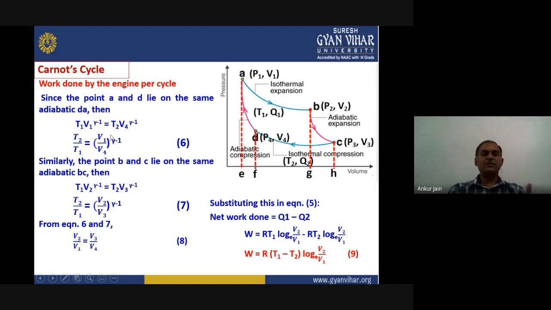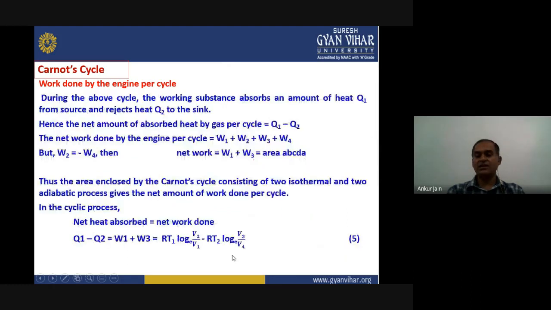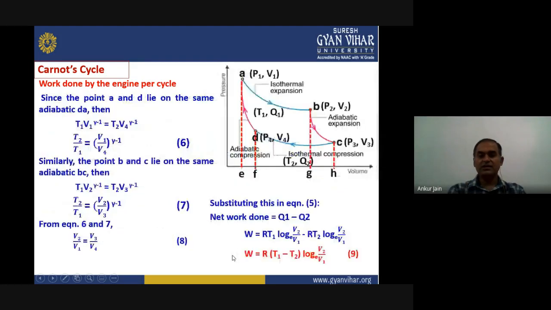That means we will get V1 upon V4 equals V2 upon V3, or we can rearrange it and find that V2 upon V1 equals V3 upon V4. Now if we put this value in our equation 5, see, in equation 5 it was V2 upon V1 and V3 upon V4. So we will change the term here and here, V2 upon V1 and V2 upon V1.